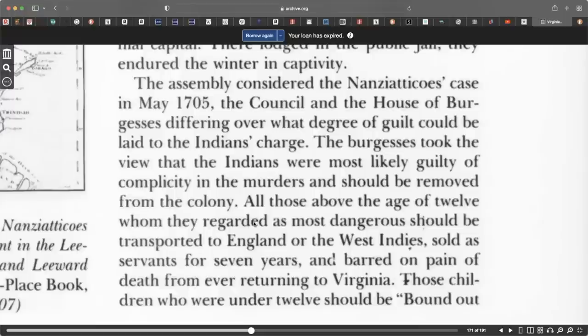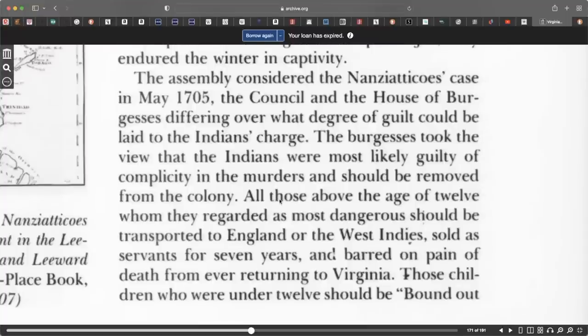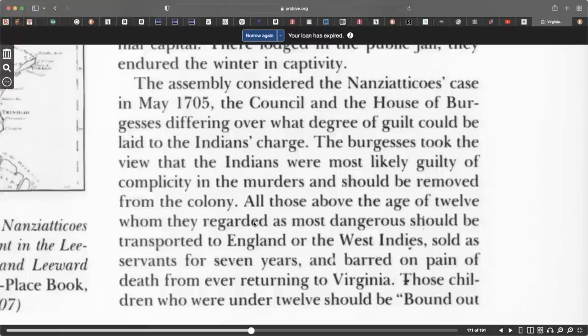Where are the warriors? They probably had died trying to survive and fight these settlers while the Accomack are helping, right? We even went out of our way to snitch on the Pamunkey. We're the friendliest Indians ever in history. I mean, come on. So again, all the tribal members who were 12 years of age or older got transported out into slavery, guys. Sold as servants to the West Indies and England.